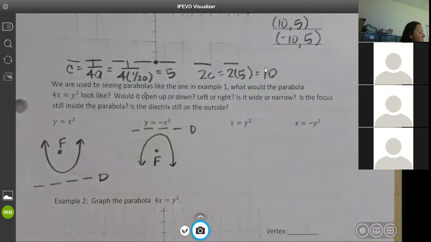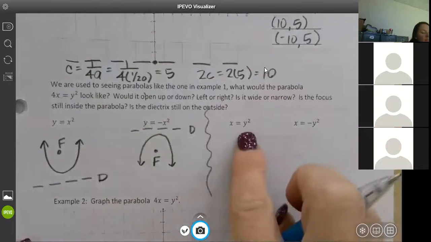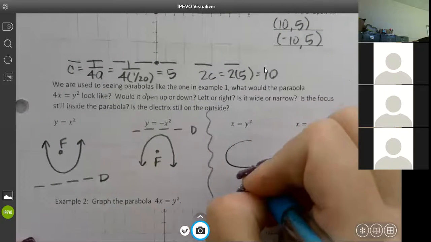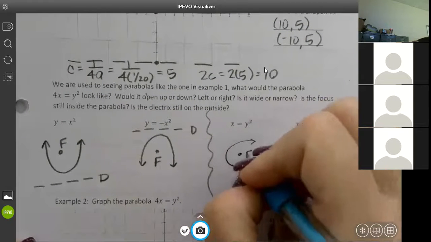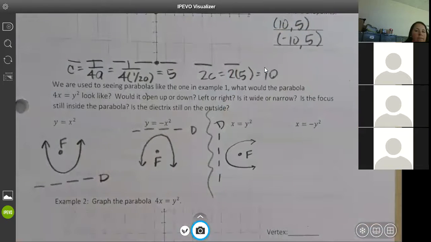So the next one is x equals. I'm putting a little squiggly line right here. The next one is x equals, so that means it's going to turn left or right. Which way does this one point? Why does it point to the right? Because it's positive. The focus is still going to be on the inside. What's going to be the difference in the directrix? So what's going to be different with what I write for directrix? It's going to be x equals instead of y equals. That's it. Okay, so everything is exactly the same. Watch when we get a vertex other than 0, 0, that you do it backwards. Remember, when you have that vertex, you pull it out backwards.